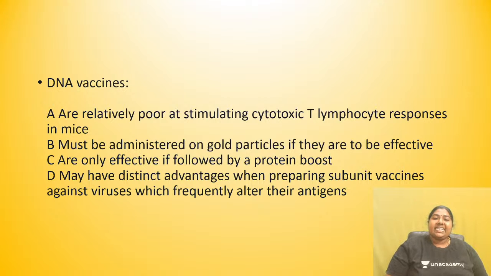So what about the DNA vaccines? They are relatively poor at stimulating the cytotoxic T lymphocyte response in mice, right? Or these DNA vaccines must be administered on gold particles. If they are to be effective, they are only effective when followed by a protein boost. The DNA vaccines have an advantage when preparing the subunit vaccine against a virus which is frequently altering its antigen. Come on everybody, a very interesting and important question too.